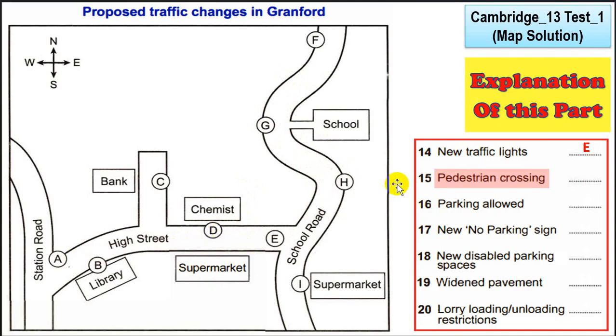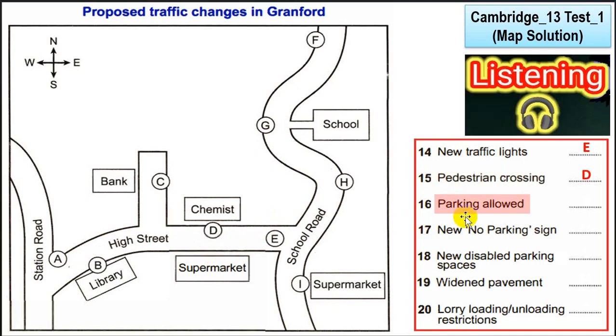They decided to put a pedestrian crossing on School Road just outside the school. But it may make a lot of traffic congestion in School Road. So, they decided to locate it on the High Street in front of the supermarket. So, the position of the pedestrian crossing will be D. Now we will search for parking allowed place.